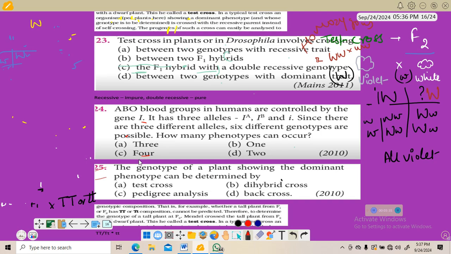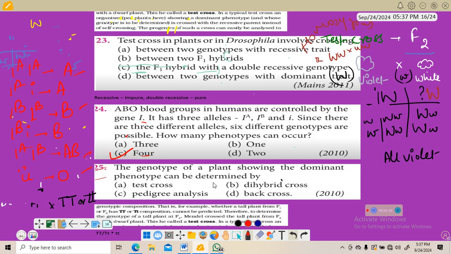See, this is part of codominance blood grouping. IA, IA will give you A blood group. IA and i will again give you A. IB, IB will give you B. IB and i will give you B, again B. IA and IB will give you AB. ii will give you O. Since there are 4 phenotypes, 4 blood groups, here the answer is 4.